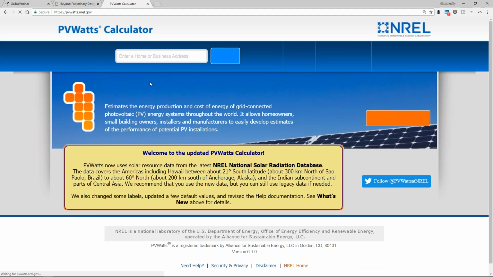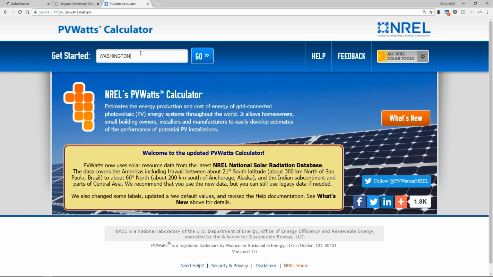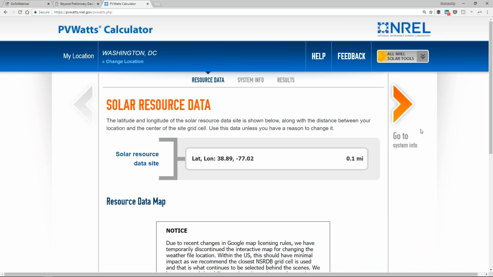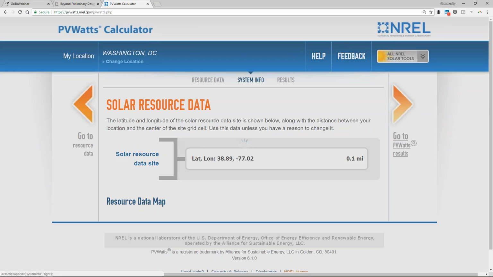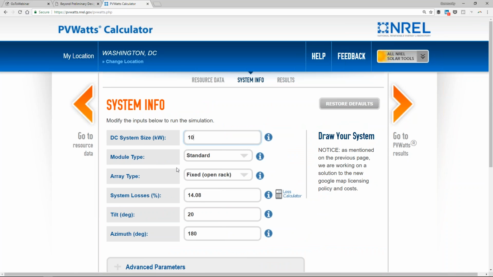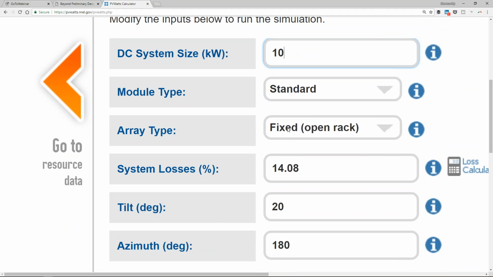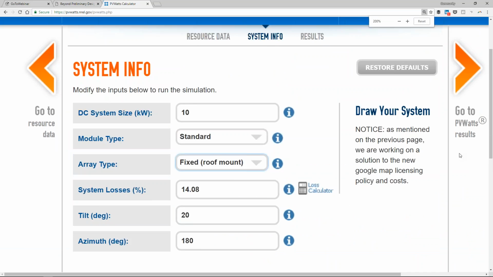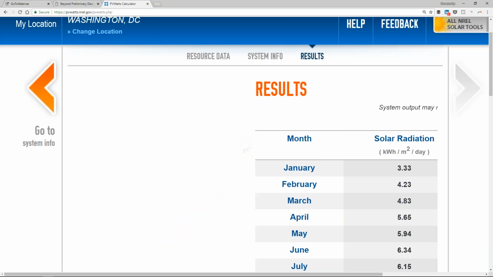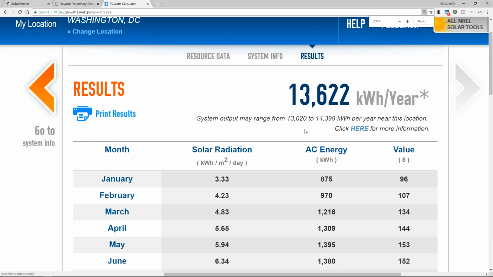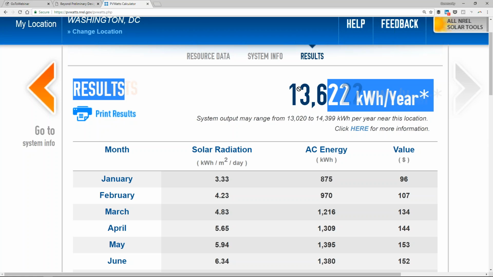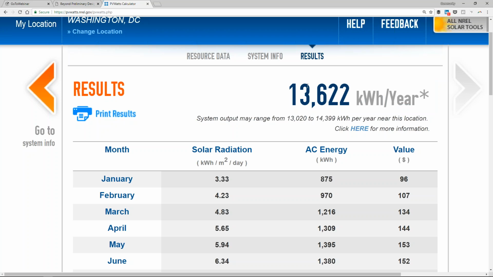That means I can pull up my PV Watts solar calculator, and I'll put in Washington, DC. If I wanted to do a 10 kilowatt solar array in Washington, DC, and it's going to be a roof mount system, and I'll just leave all this other stuff the same here. I click go. Well, here's my PV Watts calculation, and my 10 kilowatt roof mount system is supposed to produce 13,622 kilowatt hours of production a year.